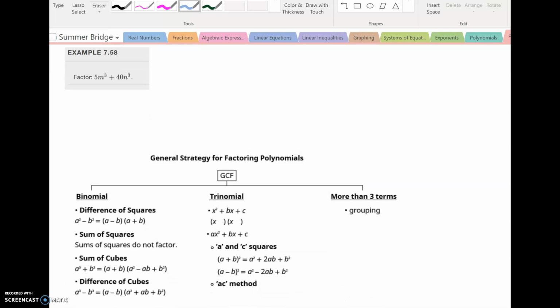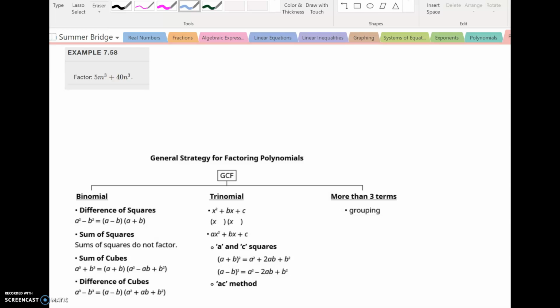What I really wanted to make sure I talked about was this last little graphic here, which is giving you an idea of the different strategies for factoring polynomials. The first one, obviously, you always want to try and factor out a greatest common factor. That's like the first thing that you should probably try to do.